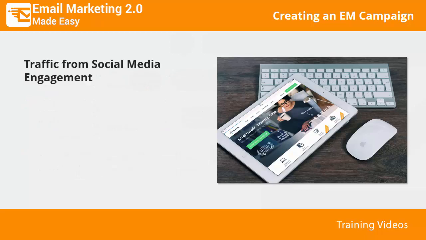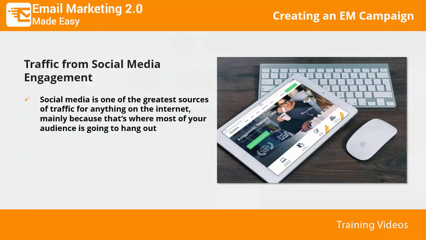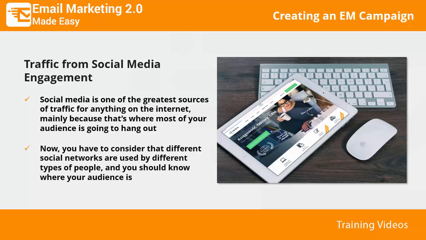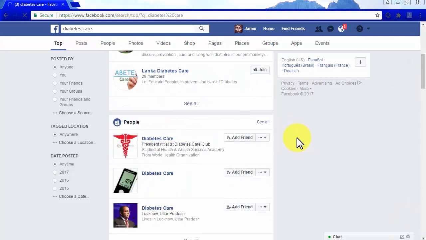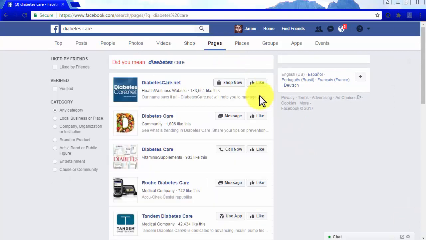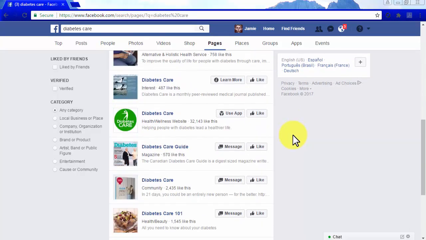Traffic from social media engagement. Social media is one of the greatest sources of traffic for anything on the internet, mainly because that's where most of your audience is going to hang out. Now, you have to consider that different social networks are used by different types of people, and you should know where your audience is. Start by taking a look at what channels your audience is spending time on, be it Facebook, Twitter, LinkedIn, Instagram, Pinterest, YouTube, and others.